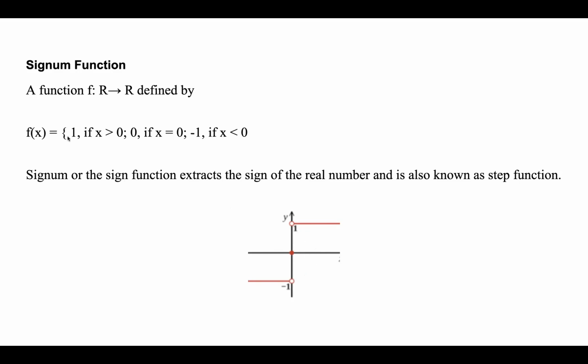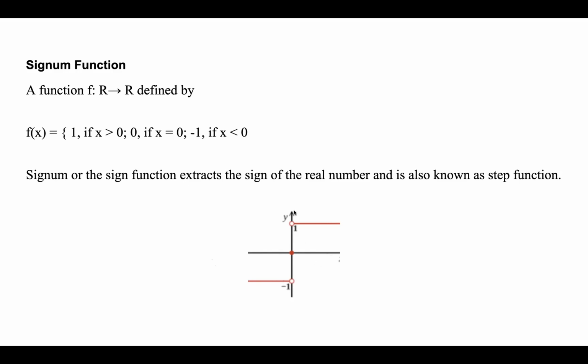Here we can see f of x is 1 when x is greater than 0. If x is 0, then f of x is also 0. And f of x is -1 when x is a negative number, that is, less than 0. The graph for that function will be like this one.